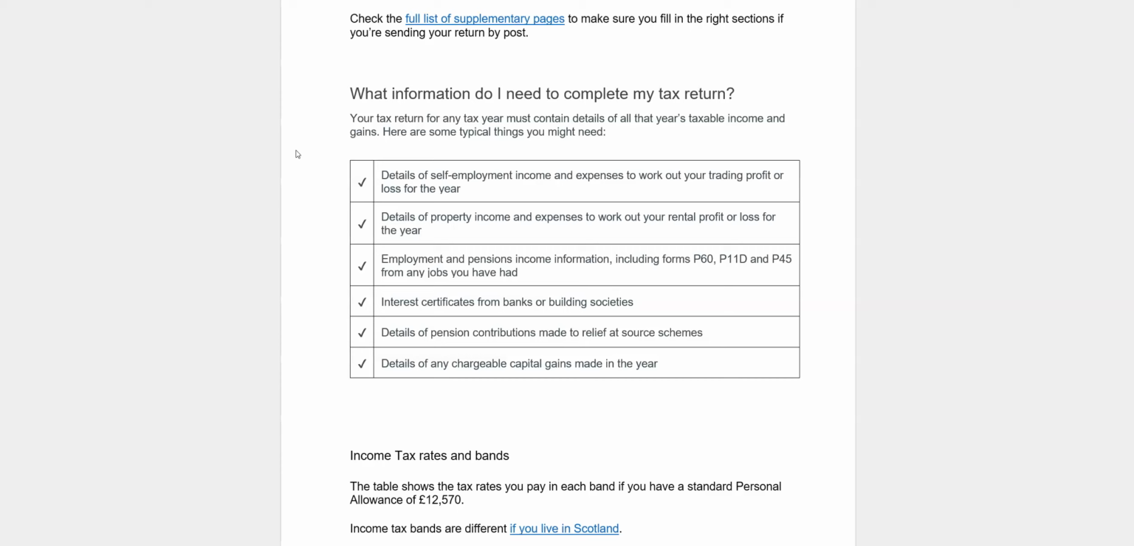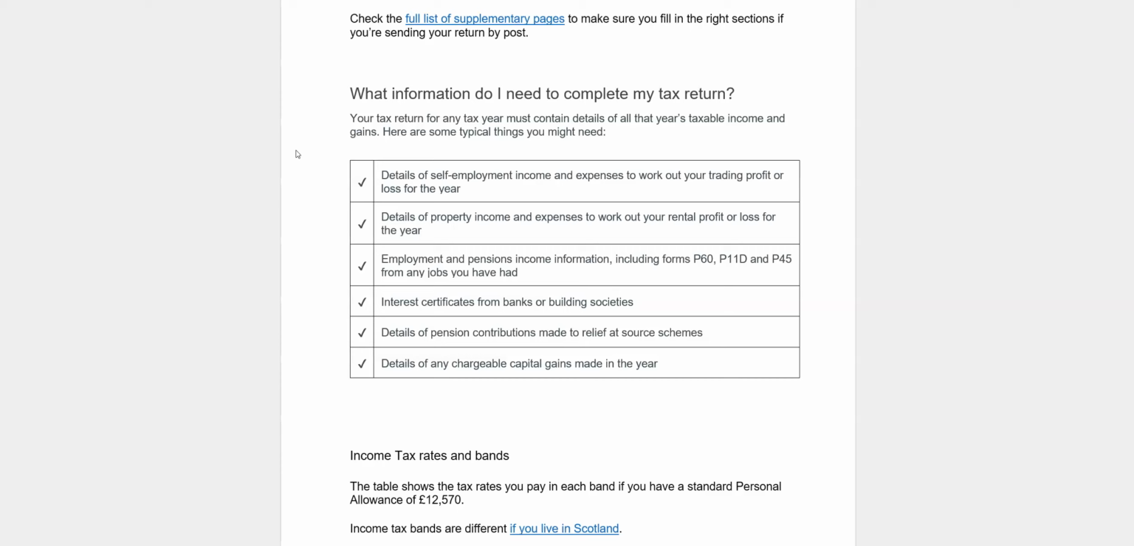Interest certificates from the bank or building societies. So if you have some money in an ISA or any income that comes from a savings source, then you have to have a record for that. You need this information to calculate your savings income.